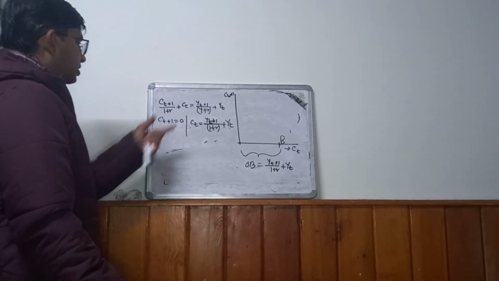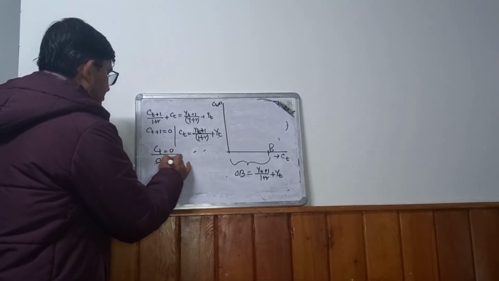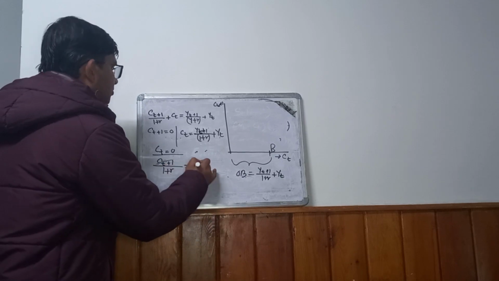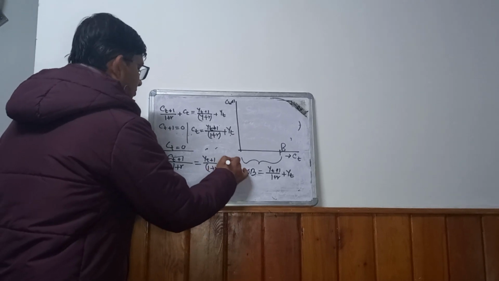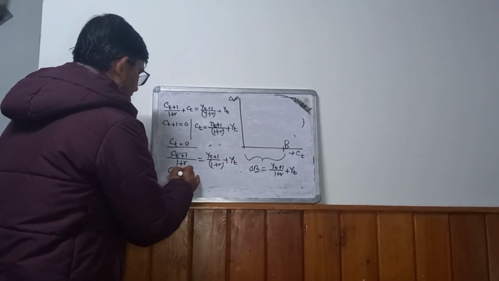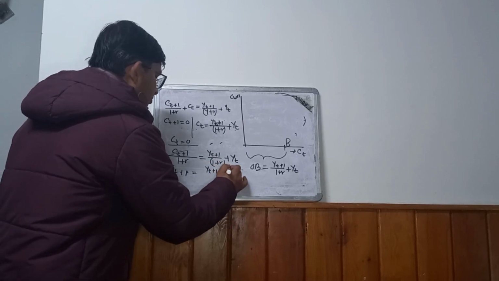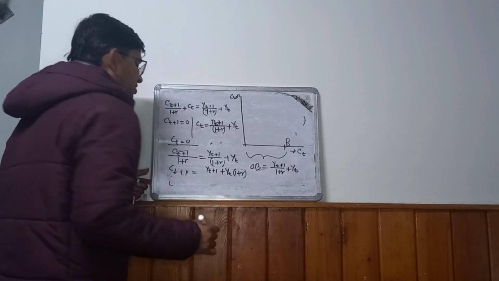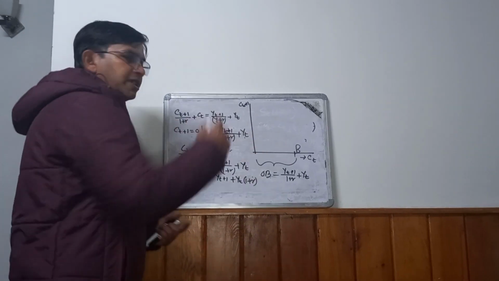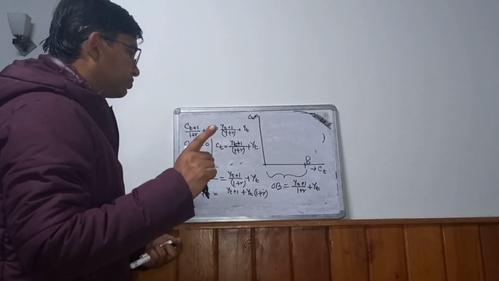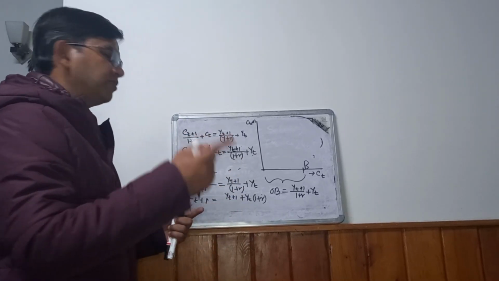And what will be the vertical intercept? Let us consider C(t) equals 0. So we can write C(t+1) divided by (1 + r) equals Y(t+1) divided by (1 + r) plus Y(t). So C(t+1) equals Y(t+1) plus Y(t) into (1 + r). So in this case, what do we see? For the vertical intercept, C(t) is 0.